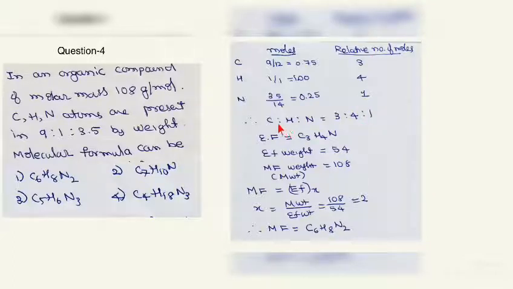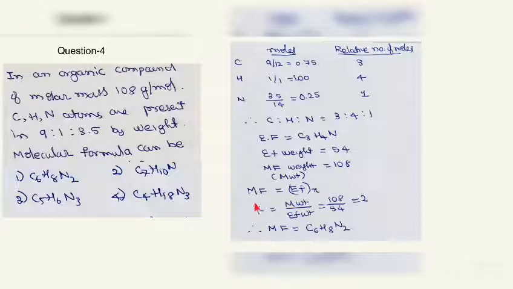Okay, so the C, H and N ratio will become 3:4:1. The empirical formula will be C3H4N. The empirical formula weight becomes 54. The molecular weight is already given as 108 grams per mole.